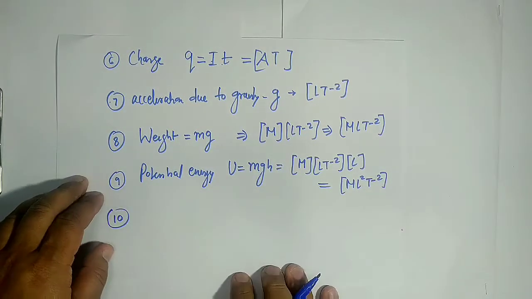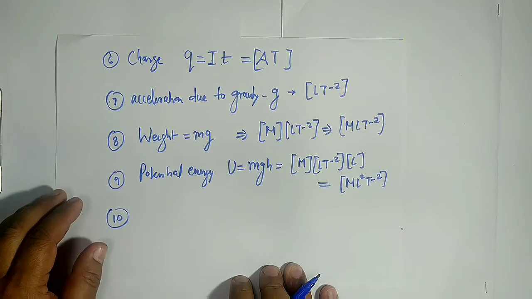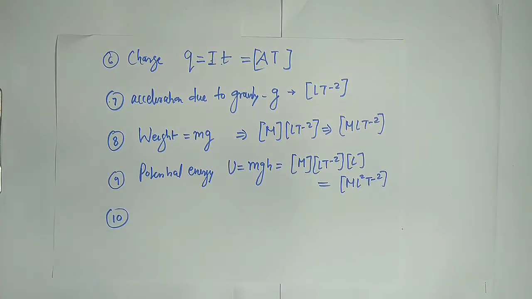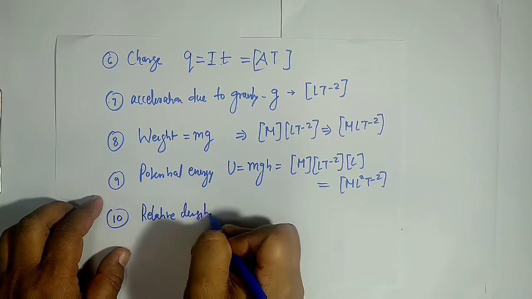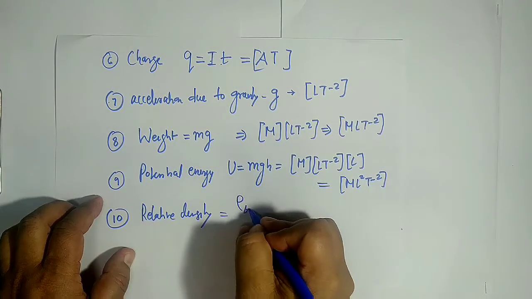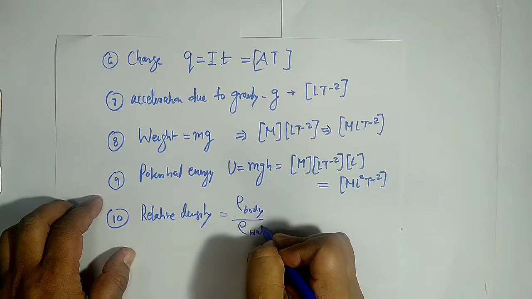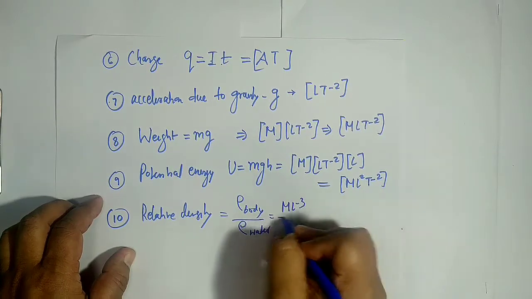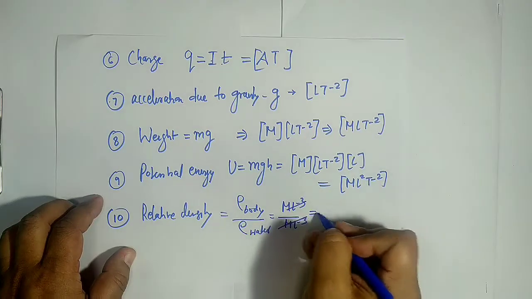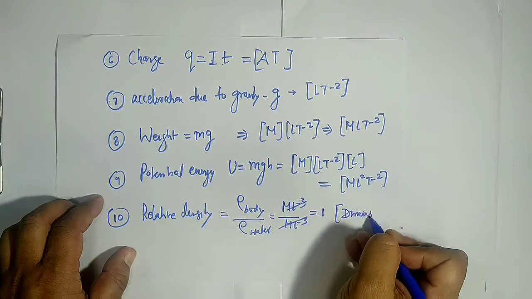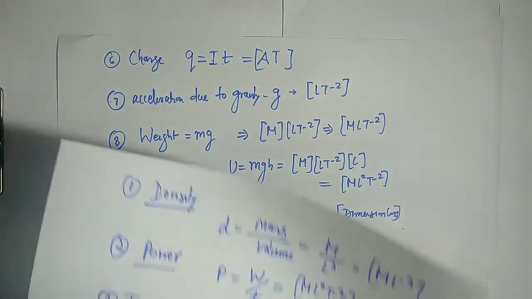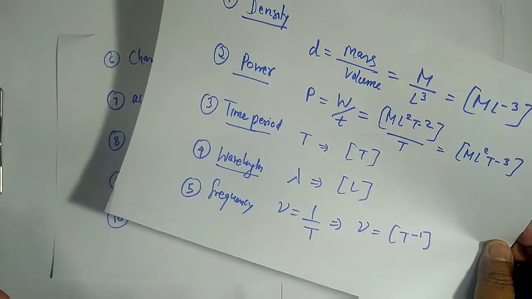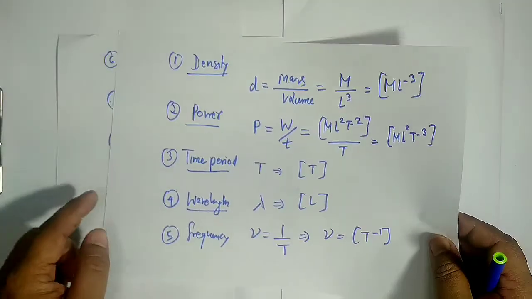And then tenth, you have gone through the quantity relative density. Relative density is density of body upon density of water. The dimension will be ML minus 3 upon ML minus 3, because we know the density. So it becomes dimensionless. So what we got? We have done 10 quantities. Five are density, power, time period, wavelength, frequency. Another five, all these quantities for which we have written the dimensional formula, we know them.